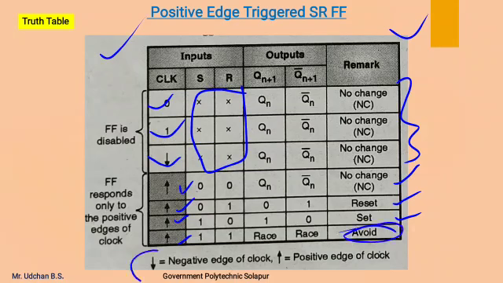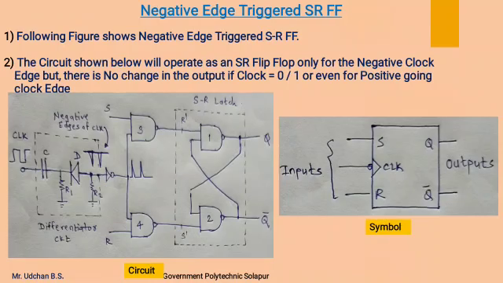And now in this case this symbol is going to show the negative edge of the clock pulse and this symbol is going to show the positive edge of the clock pulse. This is how we can summarize the truth table or operation of the positive edge triggered SR flip-flop. Now this is the negative edge triggered SR flip-flop. Next, the circuit diagram is shown over here.